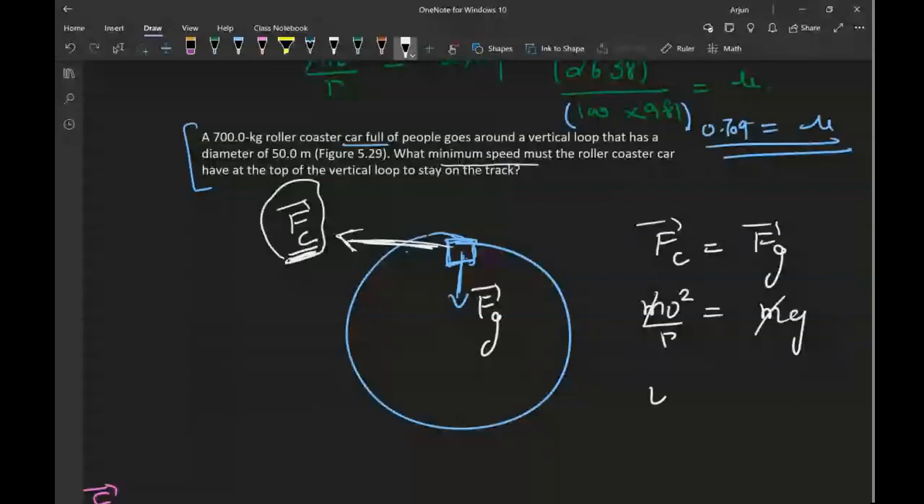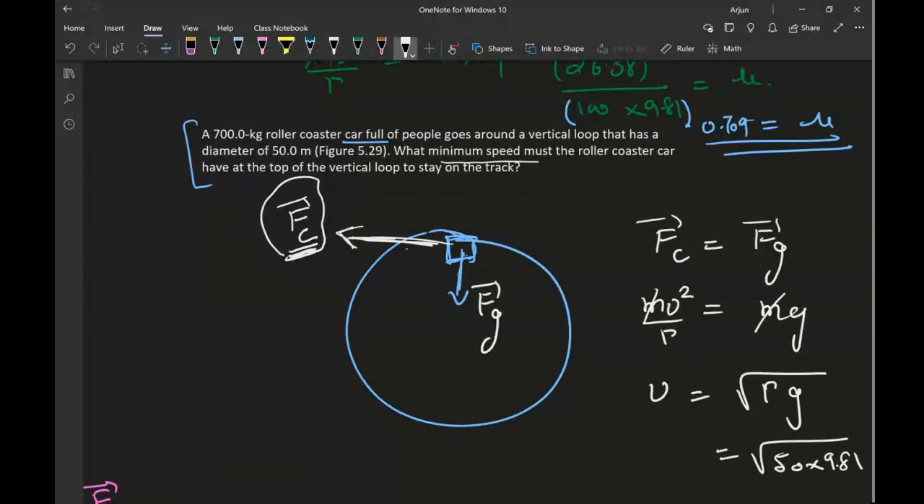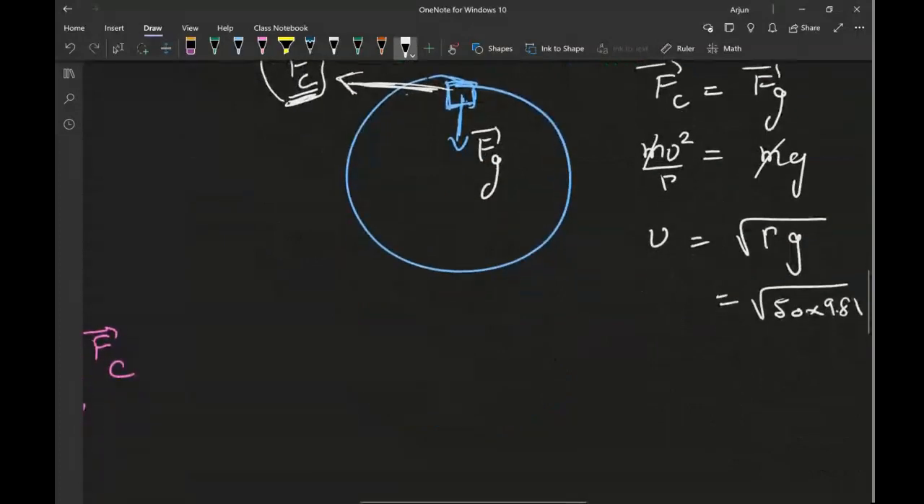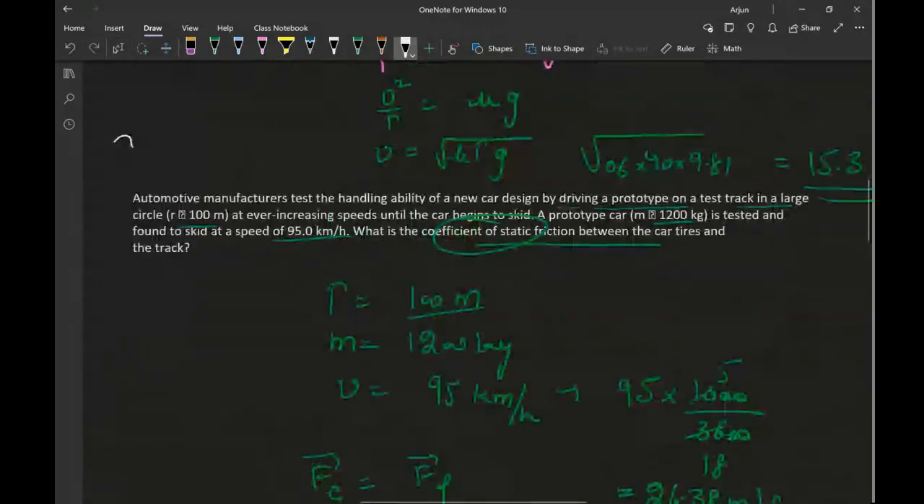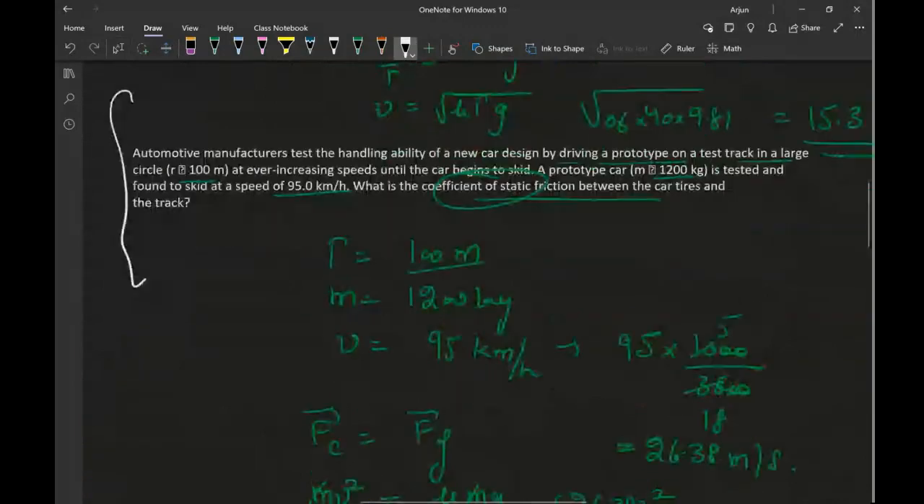And then let's figure out the answer to our question. So square root of 50 times 9.81, which is 22.14. So V value is 22.14 meters per second. I just want to tell you all these questions are taken from the Pearson physics book. So if you want to know which book I am following, that is the Pearson physics book. That's the one which I am following. So hopefully you were able to understand these questions.